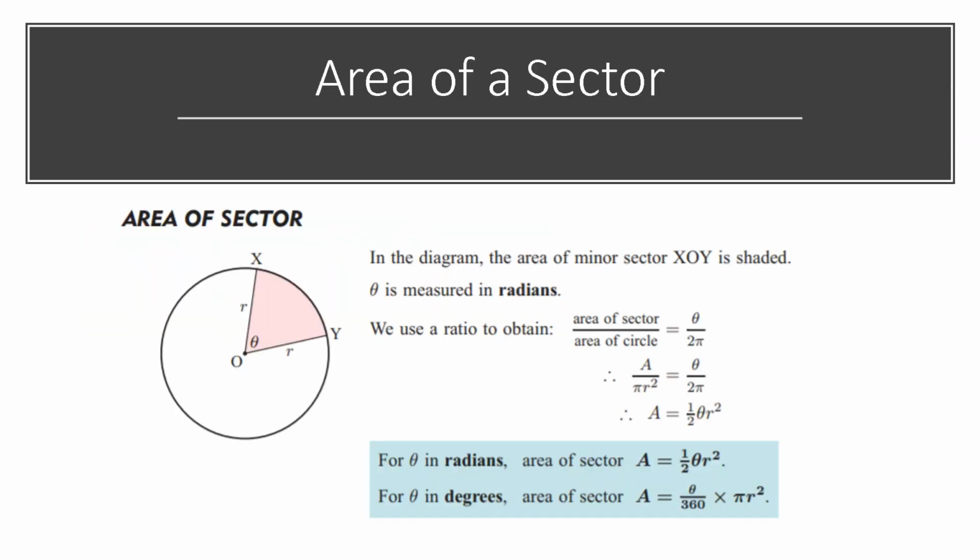Now let's move on to the area of a sector. In the diagram on the left, the area of a minor sector XY is shaded and theta is measured in radians. This is that sector, and we're going to use a ratio similarly to the previous example. This time it's going to be the area of the sector over the area of the whole circle, which is equal to theta over 2 pi.